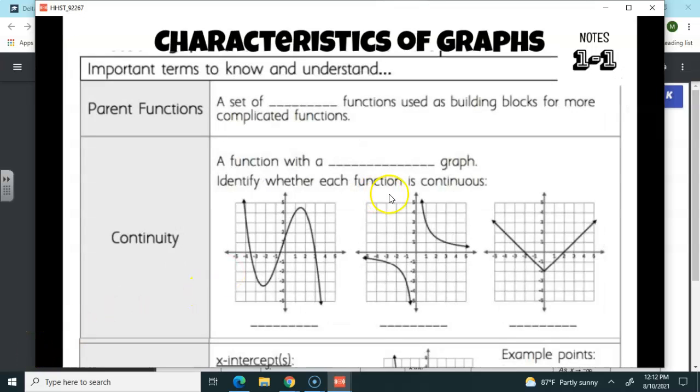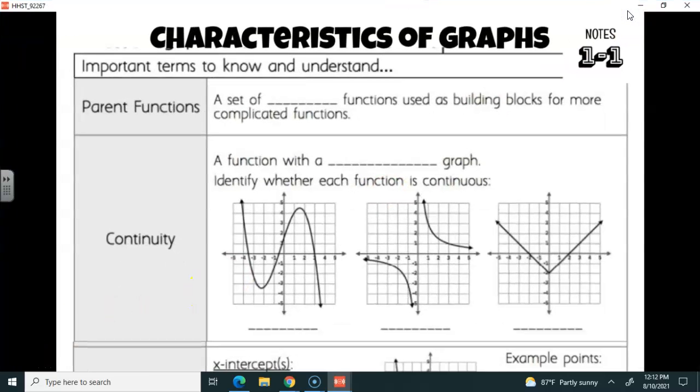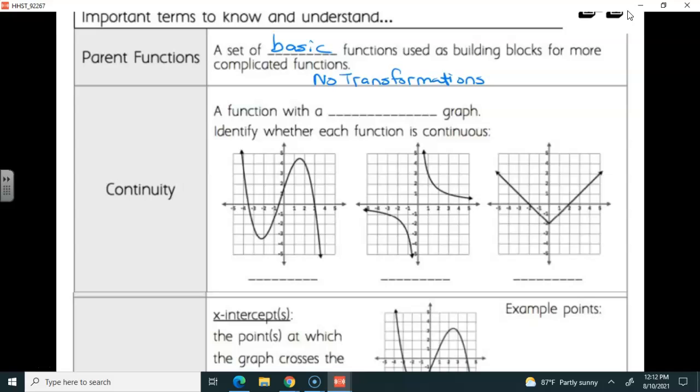Today we're going to talk about characteristics of graphs. Okay, so a parent function is a set of basic functions used as building blocks for more complicated functions. If you remember, they have no transformations applied to them. Okay, so a function with a connected graph is said to be continuous.